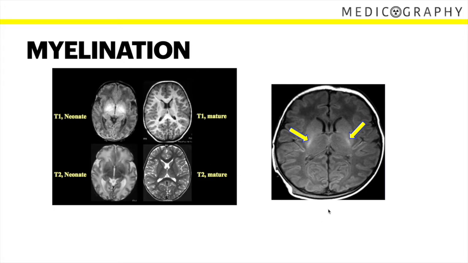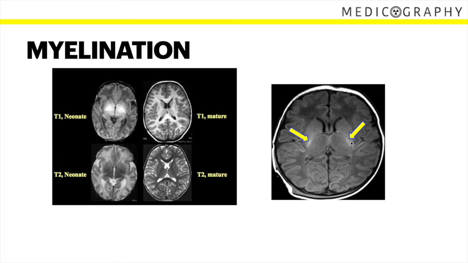And here is another example. If you can guess, is this mature or immature? First, look at this white matter here. You can see that the white matter is grayer, so it's more similar to this neonate brain. But why is this area hyperintense?